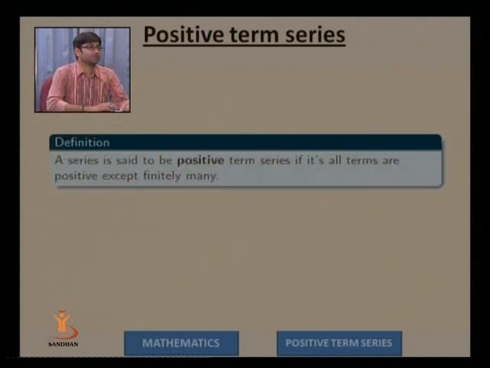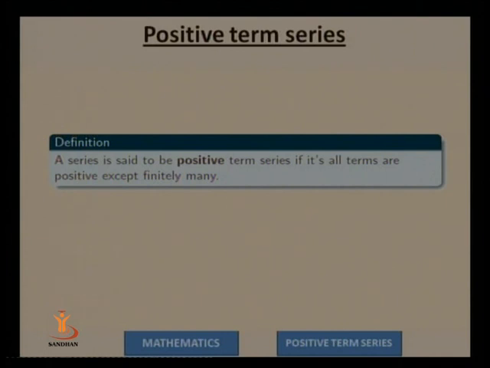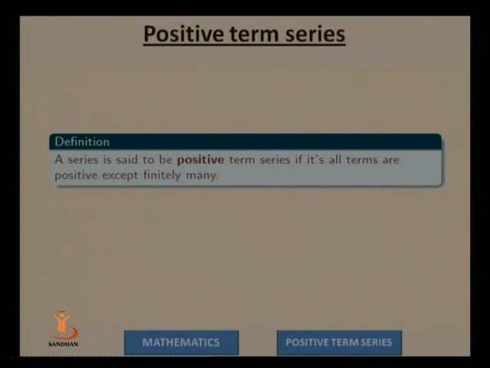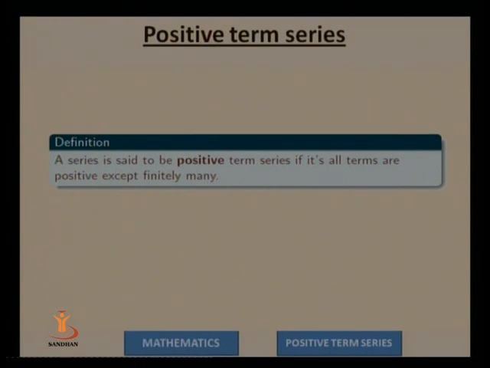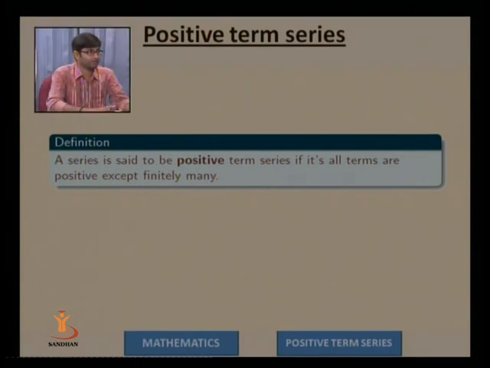Now let us define a positive term series. What do we mean by a positive term series? A series is said to be a positive term series if all its terms are positive except finitely many. In this one we will consider some negative terms, and the rest of the terms, that means infinitely many terms, should be positive and finitely many terms should be negative.